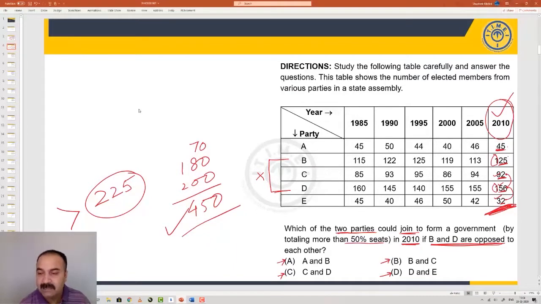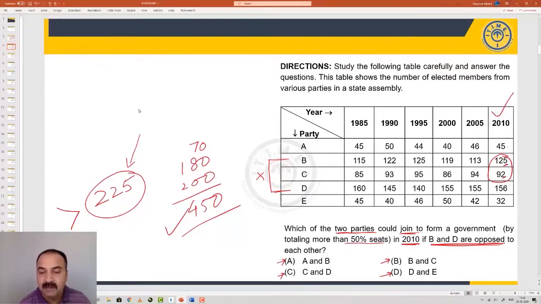It will not add up to 225. Let's look at B and C, 125 and 92. 120 and 90, I am now leaving the tens digits separately. I am now looking at 120 and 90 because now we are focusing on the groups of B and C in our option 2. So 120 and 90 makes 210, and 210 plus 5 plus 7 is 217, and 217 is not more than 225. So this also goes away.